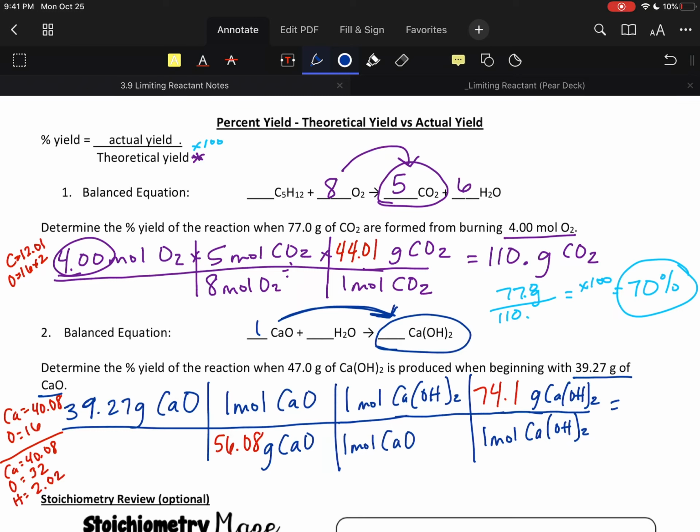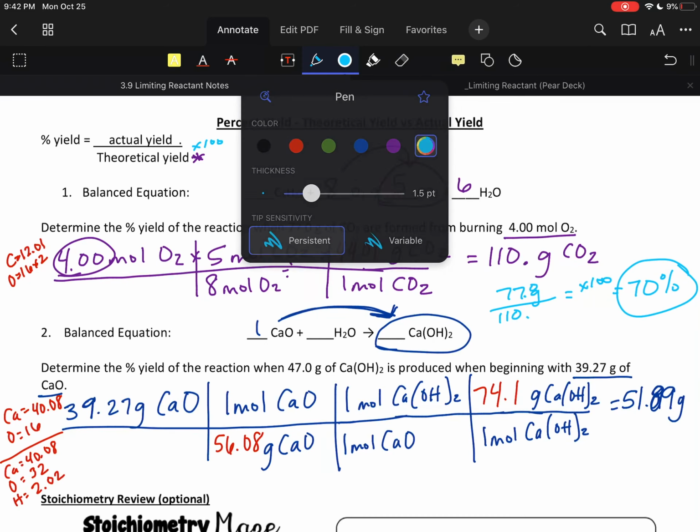Plug everything in the calculator. Multiply everything on the top. Divide by everything on the bottom. So we end up with 51.9. Oh no, I can go one more sig fig. 51.89 grams. Okay, so this is my theoretical.